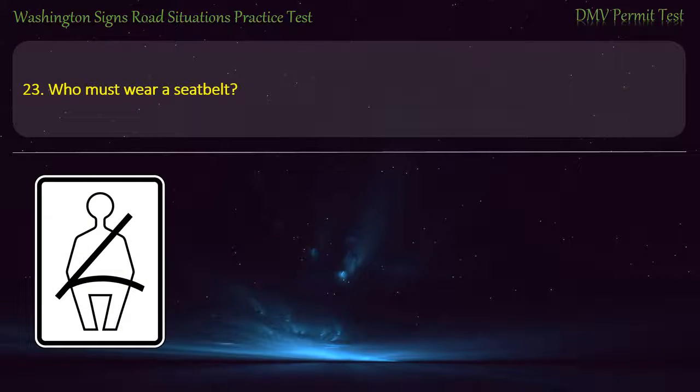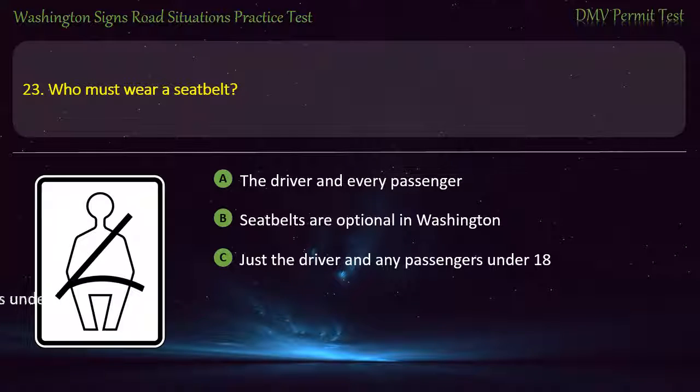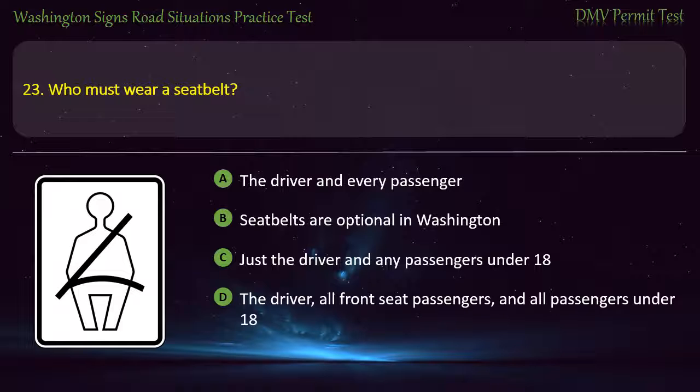Question 23. Who must wear a seat belt? The driver and every passenger. Seatbelts are optional in Washington. Just the driver and any passengers under 18. The driver, all front seat passengers, and all passengers under 18. Answer. The driver and every passenger.